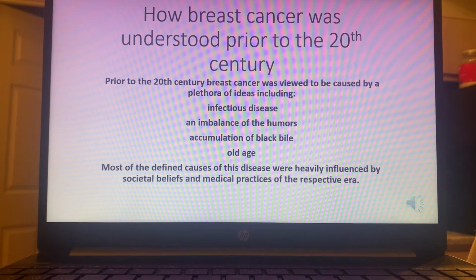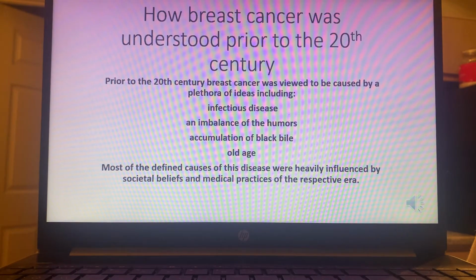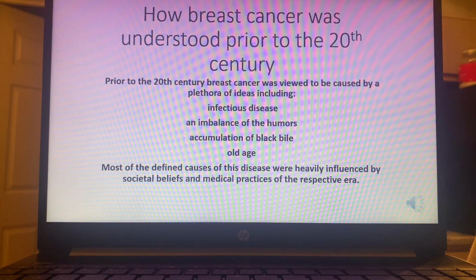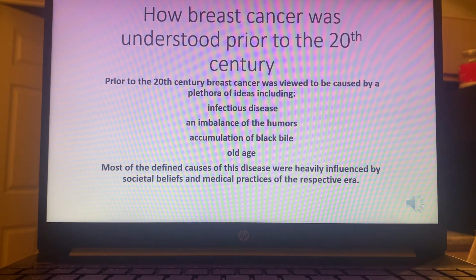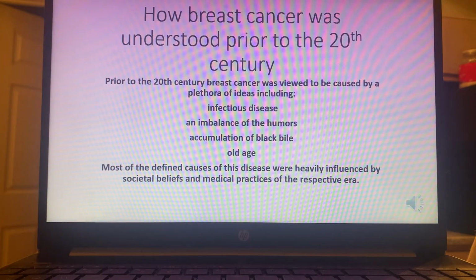Prior to the 20th century, beliefs concerning the cause of breast cancer and its understanding varied greatly. There were several ideas that were thought to be the cause of this disease, such as it being an infectious disease, an imbalance of the humors, accumulation of black bile, and it was even attributed to be a byproduct of old age. Most of the defined causes of this disease and its understanding were heavily influenced by the societal beliefs at the time and the medical practices of the respective era. In sum, the understanding of this disease and its defined cause has greatly changed throughout time to mirror the medical practices of its respective era.